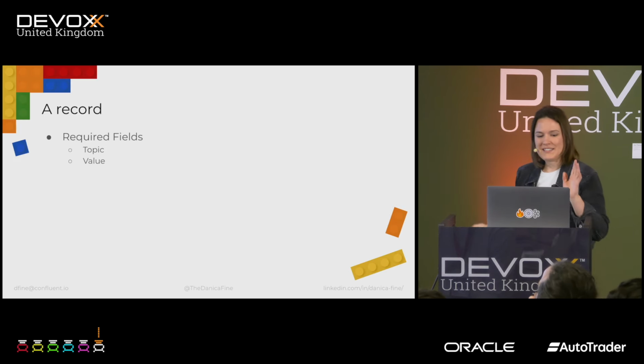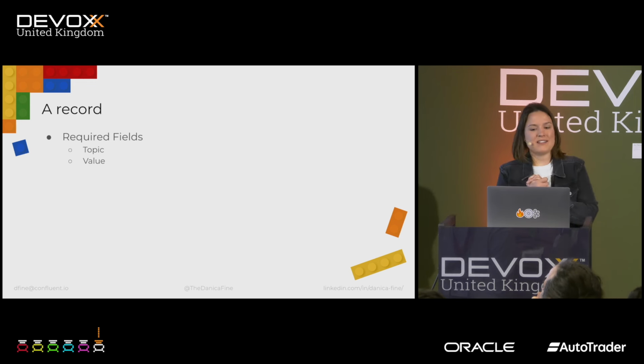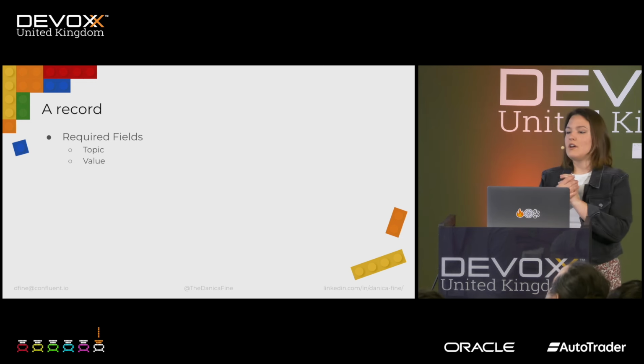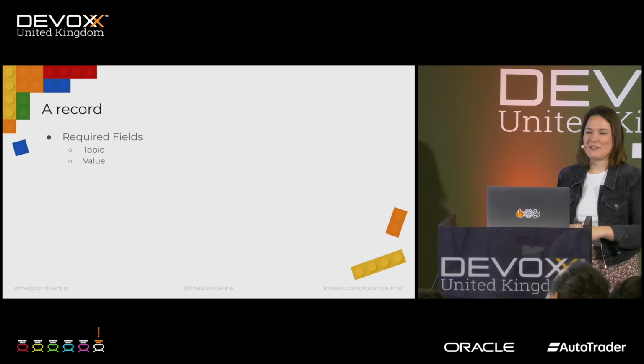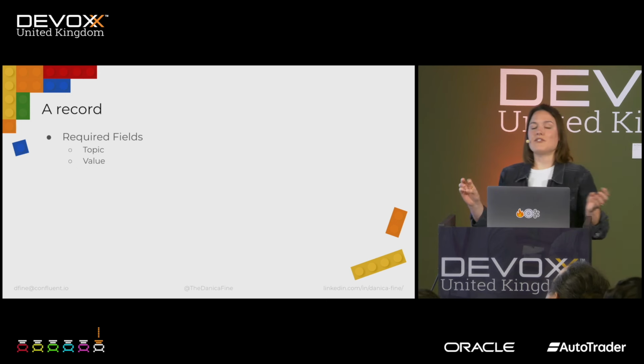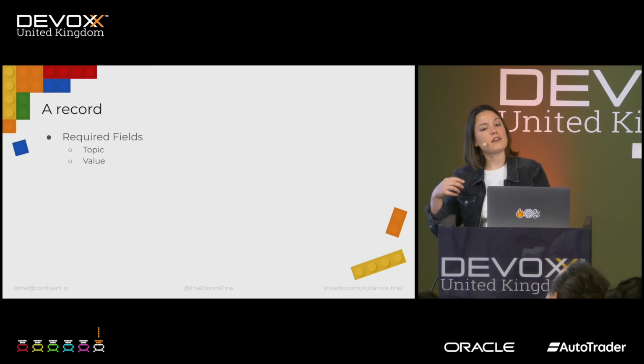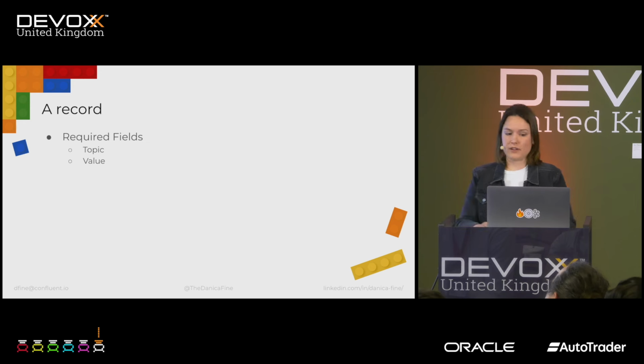So now we know how data is stored in Kafka. It's time we understand what these records actually look like. It depends, like many computer science questions. It depends, but there are a few pieces of information that you definitely need when you're writing data into Kafka and some optional fields.